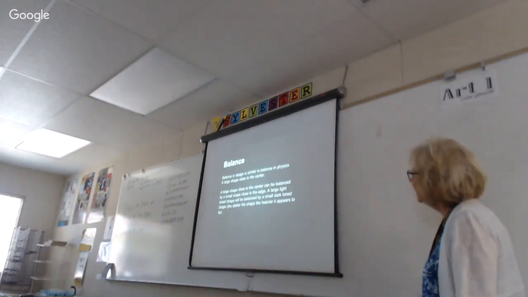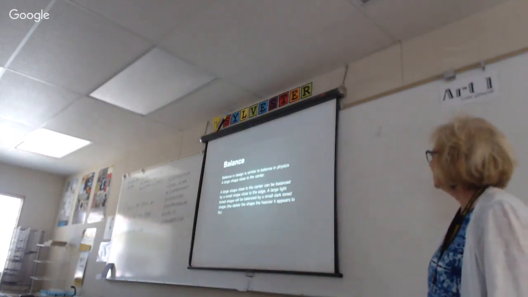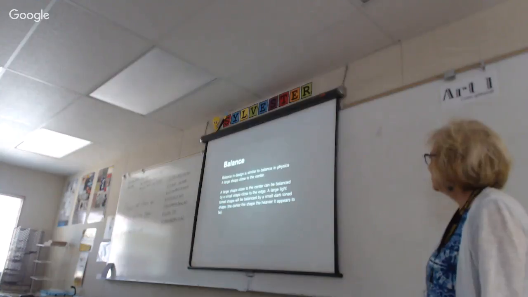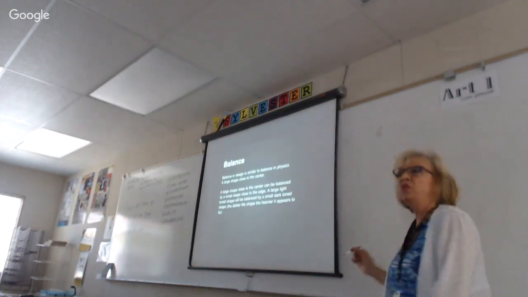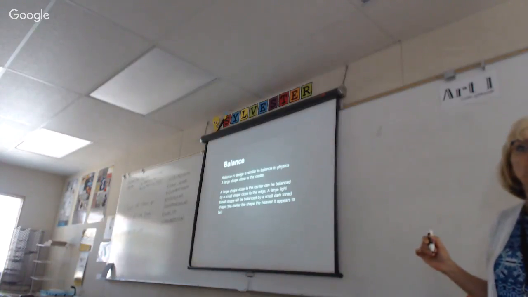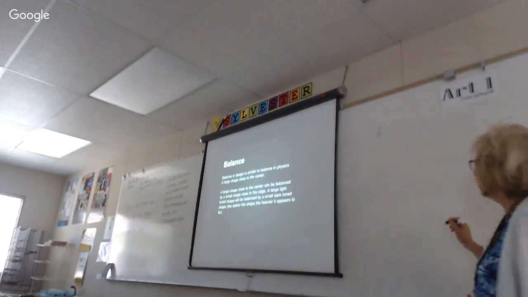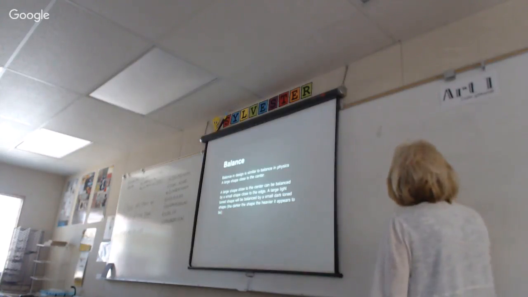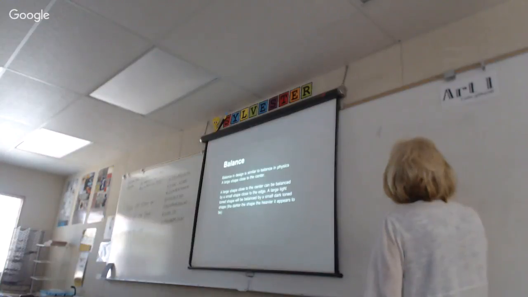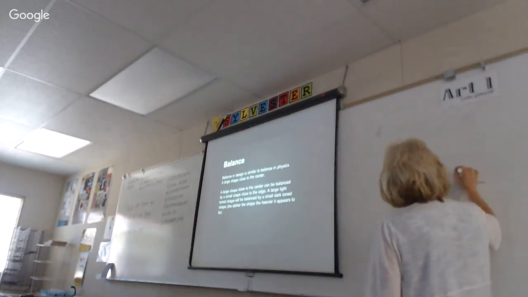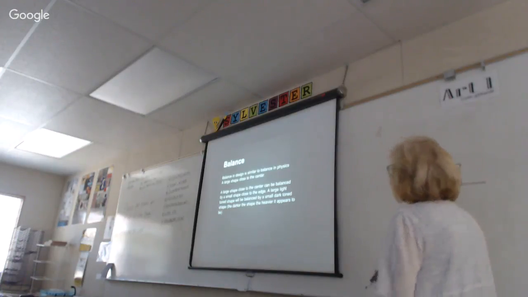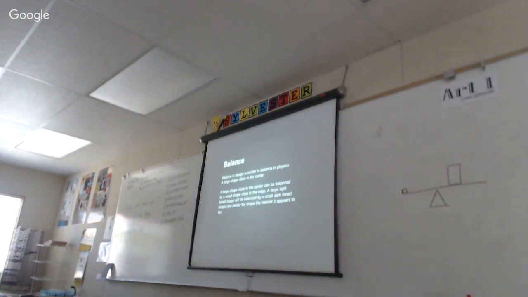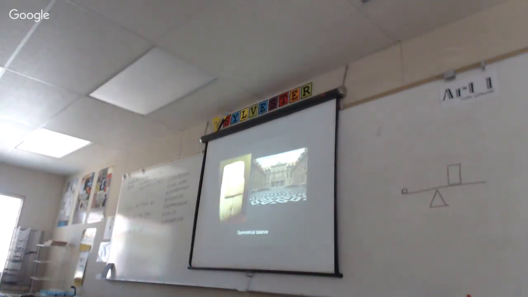A large light tone shape will be balanced by a small dark tone shape. The darker the shape, the heavier it appears to be. Okay, so how many of you guys have ever been on a teeter-totter when you were small and you've got a parent that's with you? And in order to get it to balance, the adult may be right there and you may be right there. So balance, an important part of art.